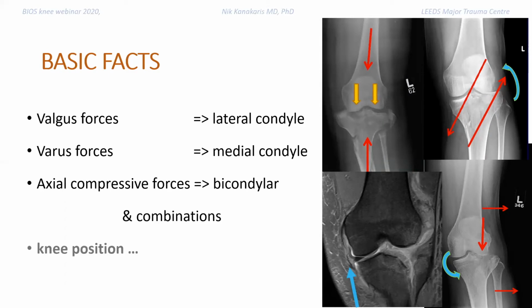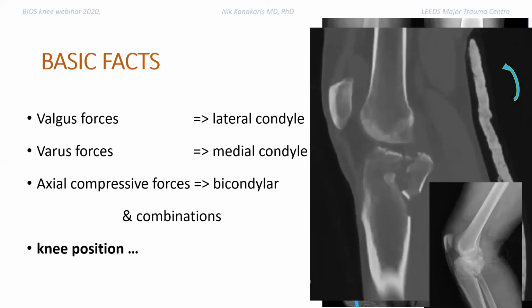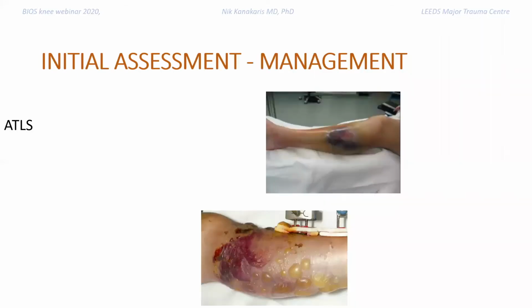I think the position of the knee at the time of the injury is also important, as if the knee is in flexion, you could expect posterior shear fragmentation and the anterior elements to be mostly intact. This is another subtype, I believe, that needs attention.